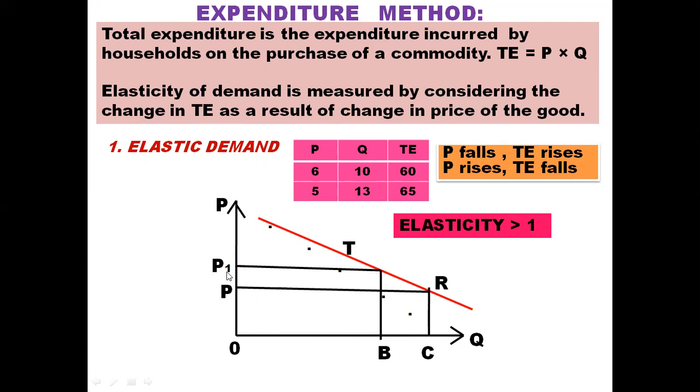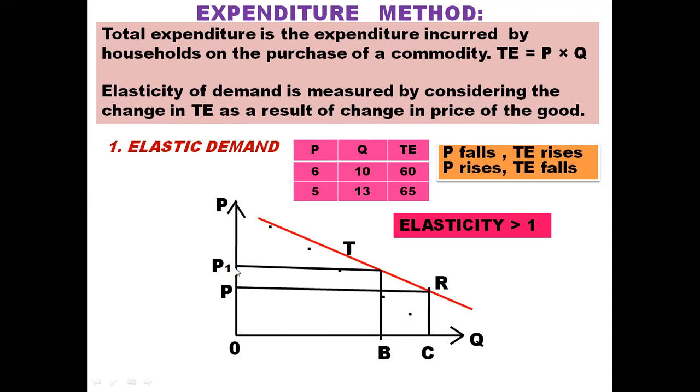Now the price falls to OP. Then the new rectangle is OCRP, which is a bigger rectangle. So total expenditure has increased because the rectangle is bigger. So we can see when the price falls, total expenditure rises. Now if we see it the other way, suppose the price rises from OP. So the rectangle is OCRP, and this is total expenditure.